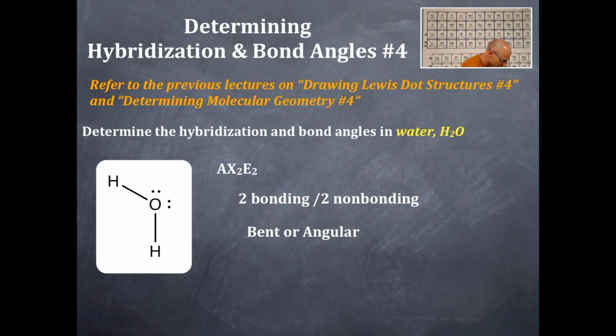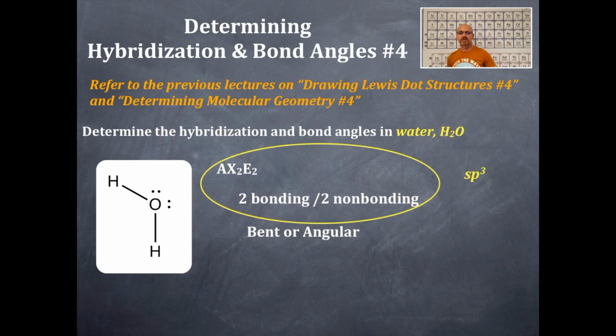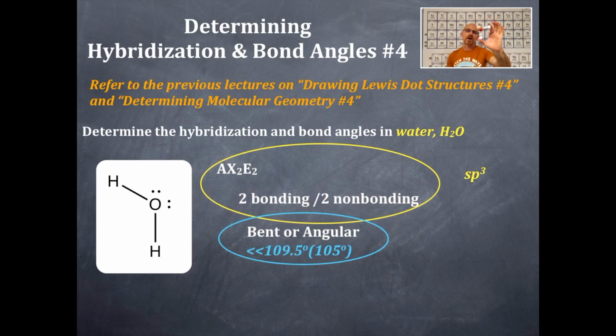So let me give that to you. We have the sp3 hybridization for water, and we also have the bond angle of much less than 109.5, but in the range of 105 for any bent or angular-like structure. Hopefully that worked really well for you.